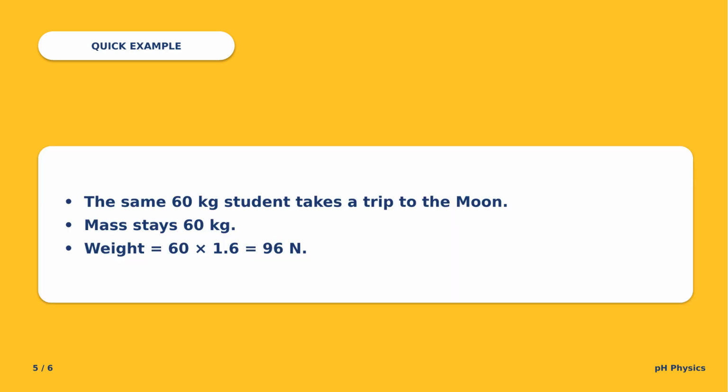Quick example. The same 60 kilogram student takes a trip to the moon. Mass stays 60 kilograms. However, the weight equals 60 times 1.6 equals 96 newtons, about a sixth of their Earth weight, but no easier to push because the mass is the same.